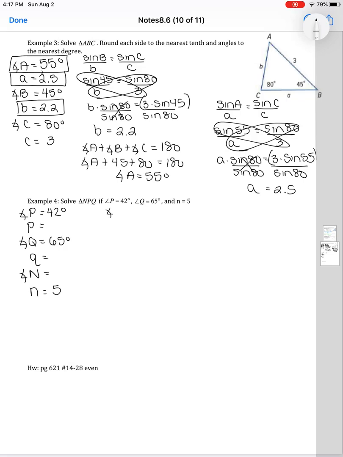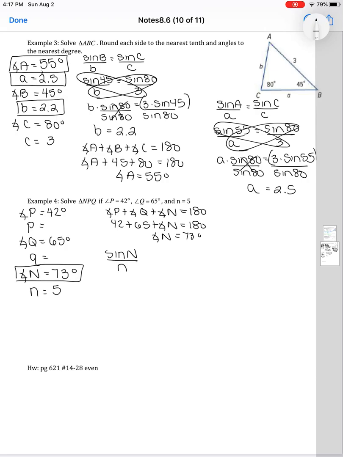And then we look and we say, okay, well, I don't have double of anything, so I sort of hit a wall. So what I've got to find is n first. So I know that P plus Q plus n equals 180. So 42 plus 65 plus angle n equals 180. So angle n is going to come out to 73, because in order to use the law of sine, you have to have a double of one of the letters. So now I do. So now I know that I have the sine of n over little n, which is going to be part of my ratios and proportions.